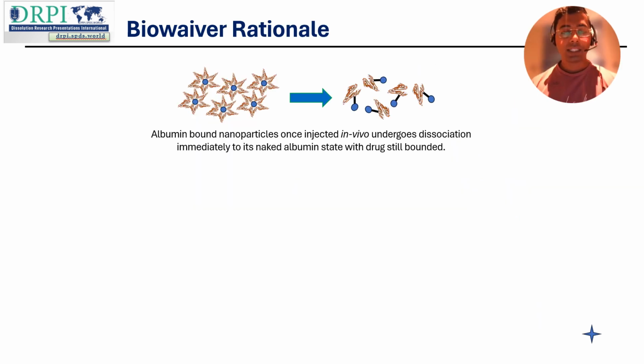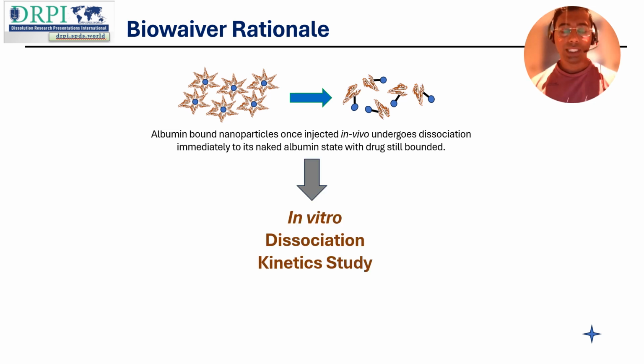The rationale behind getting a biowaiver for these albumin-based nanoparticles is that the albumin-bound nanoparticles, once injected in vivo, undergo dissociation to their naked albumin state, with the drug still bound to the albumin. These kinds of formulations thereby act like an immediate release dosage form, making them eligible for a biowaiver. These studies can be done in vitro with the help of the DLS technique, whereby the dissociation can be studied through the dissociation kinetics.